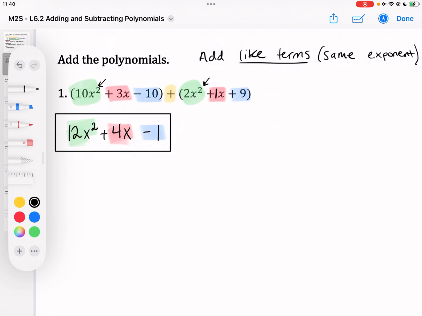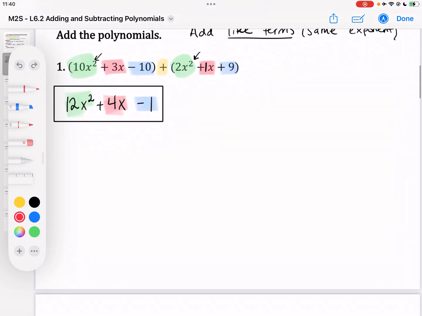If they ask you to double check, which you always should, check that it's in standard form. Remember, you're just looking at the exponents, and you want your biggest exponent first, followed by the next biggest, and you should always end with the term that has no x on it. So we are good to go. And just as a little review, if you have no exponent on an x, the exponent is a 1, in case you didn't remember that. Okay, so that was problem number 1. Let's go ahead and do a few of those.